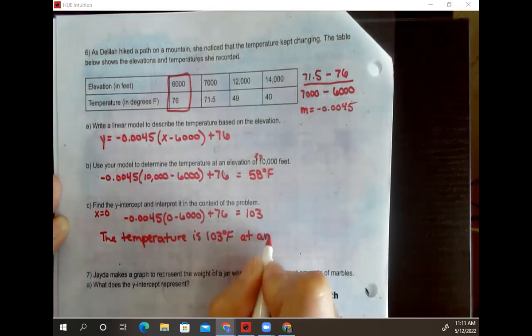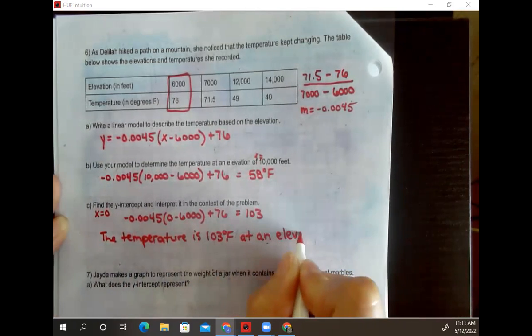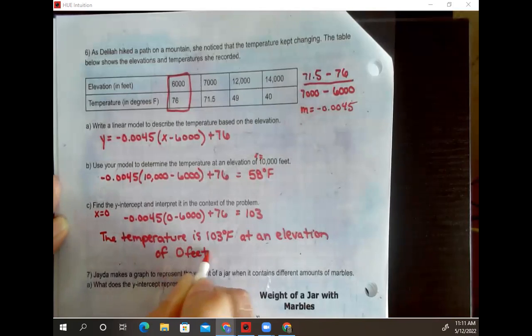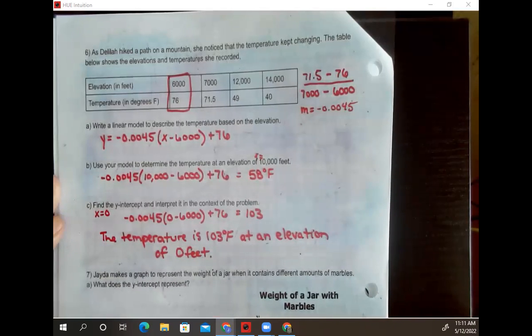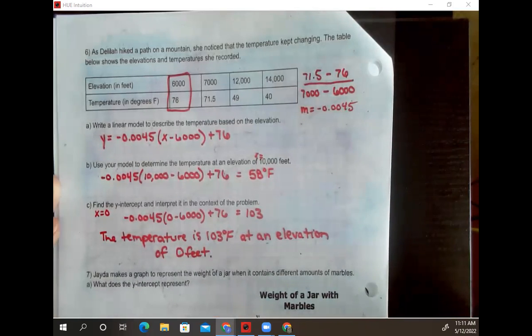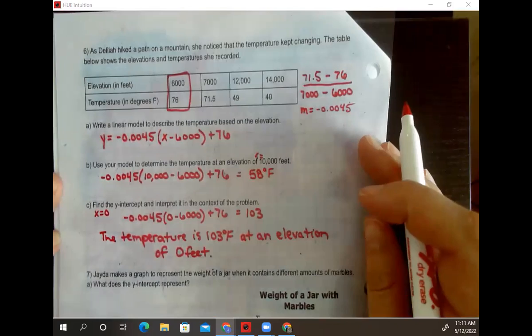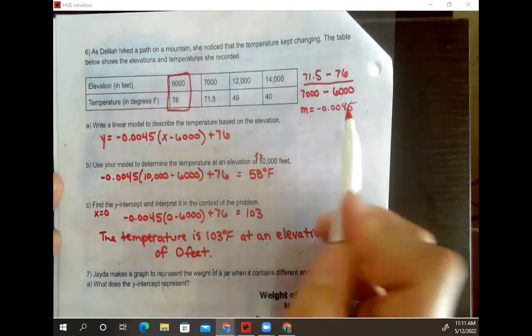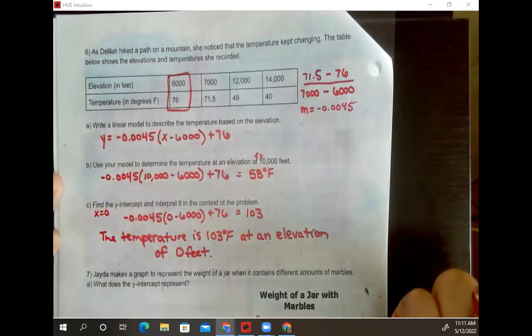at an elevation of 0 feet. 0 feet would be 0 feet above sea level or at sea level. So you could have also phrased this as the temperature at sea level is 103 degrees Fahrenheit. Questions on number 6? The toughest part of this one was that you had to find the slope using the slope formula, I think.